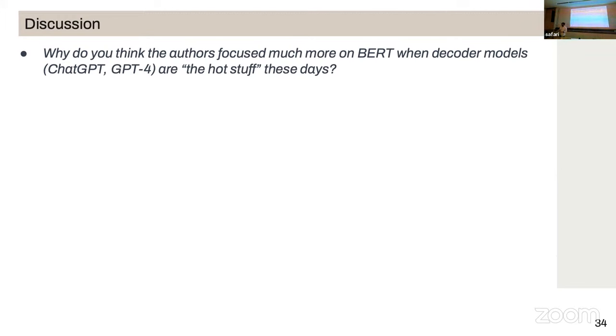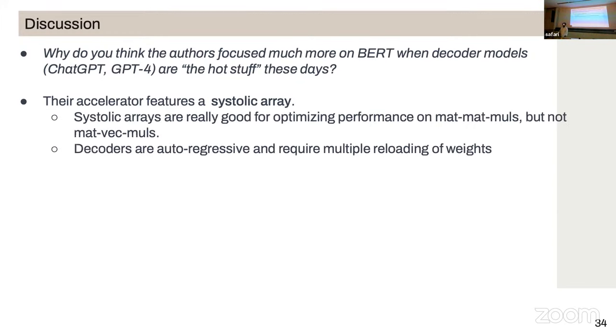So for each token, you have to recompute again and again. And their accelerator is a systolic array, and systolic arrays are really good for matrix multiplications of large matrices. But once it gets to matrix vector multiplications, there's not really a lot of yield. So to, I guess, make their paper look good and interesting, they really only investigate encoder style models, because systolic arrays are optimized for encoder style models, matrix multiplications, not for the decoder style.